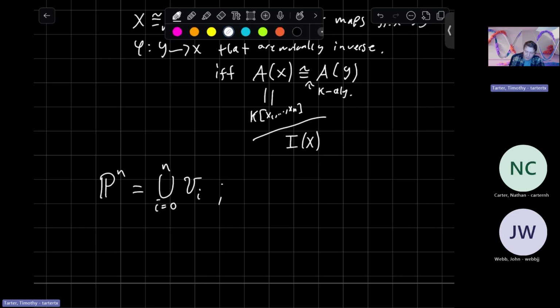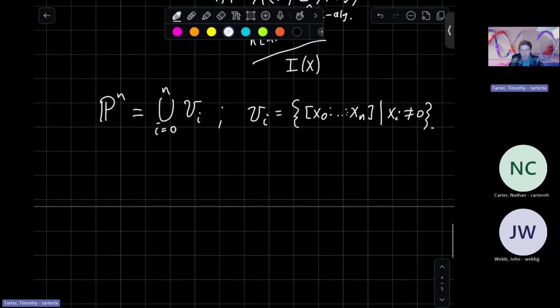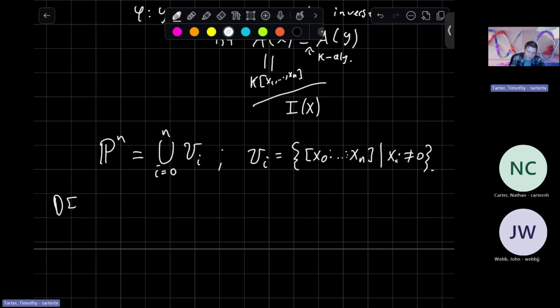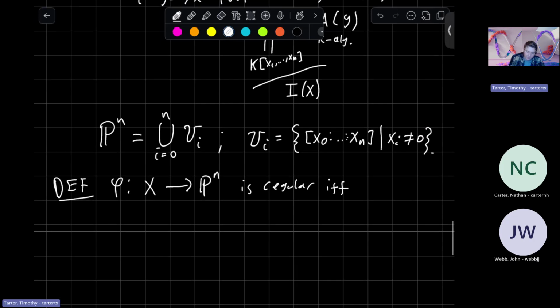So we talked about how we can view Pn by its affine covering, the union for i equals 0 to n of Ui, where Ui was the set of points x naught to xn such that xi is non-zero. We talked about how this was an affine slice. Well, if we view this as our affine slice, then we'll say that phi from a variety X to Pn is regular if and only if it's a regular map on each affine slice.